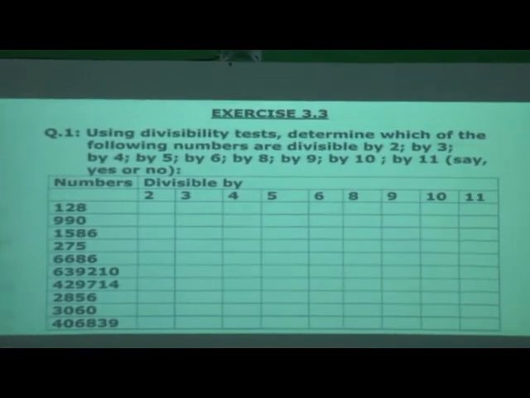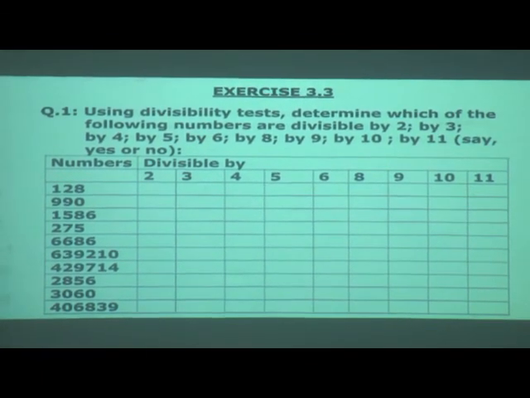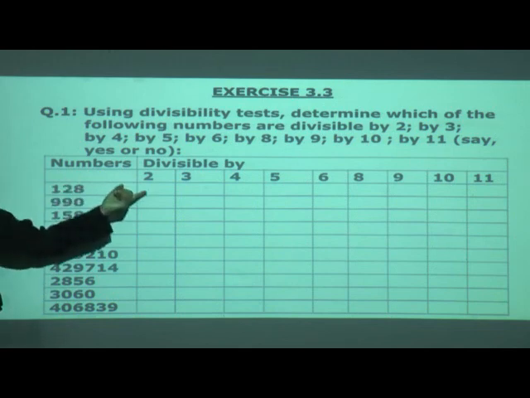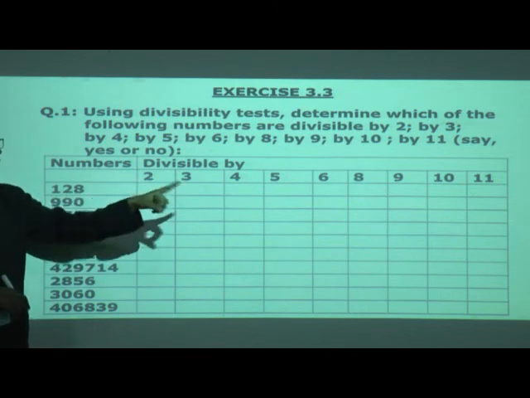Now see here students, I'll explain one, the remaining you can do yourselves. Using the divisibility test, determine which of the following numbers are divisible by 2, 3, 4, 5, 6, 8, 9, 10 and 11. A few numbers are given here, and we have to see whether each number is divisible by these numbers or not. So first we have the 3-digit number 128.